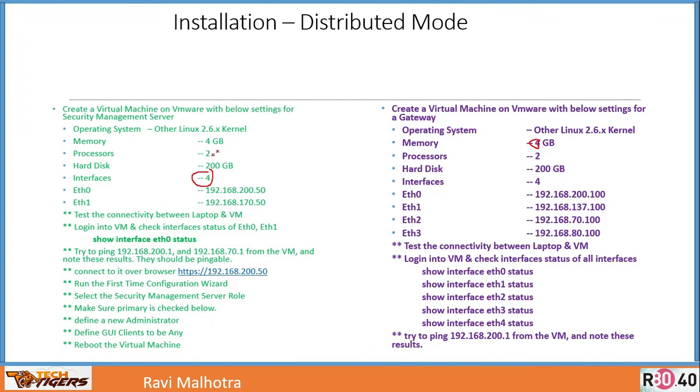So this is done. So we did this, we did this, we did this, we did this. These are the 2 interfaces I'm going to configure. So my management server is going to have an IP address of .50, right? My gateway is going to have 4 NIC cards, and it will have IP addresses ending in 100, right? 200.100, 137.100, 70.100, 80.100. The management server is 200.50, and it is going to be 70. It is going to be 170. This is going to be 70.50, right?